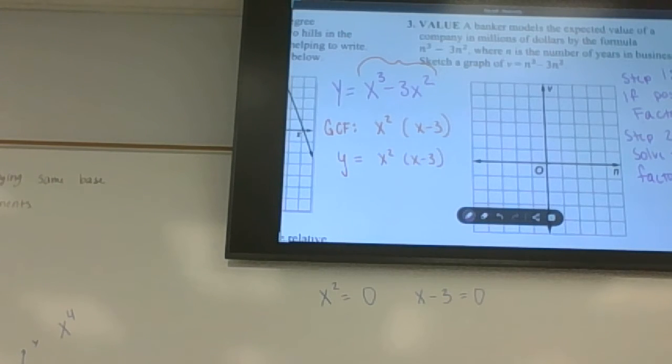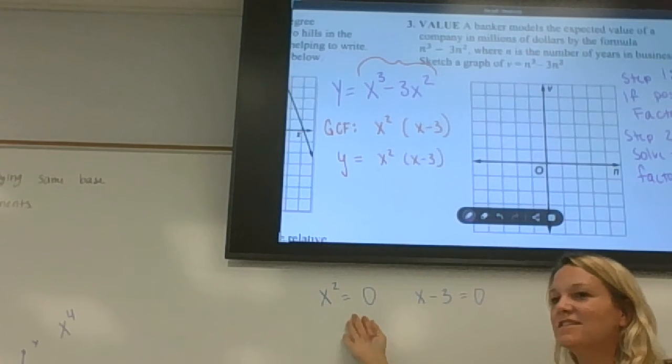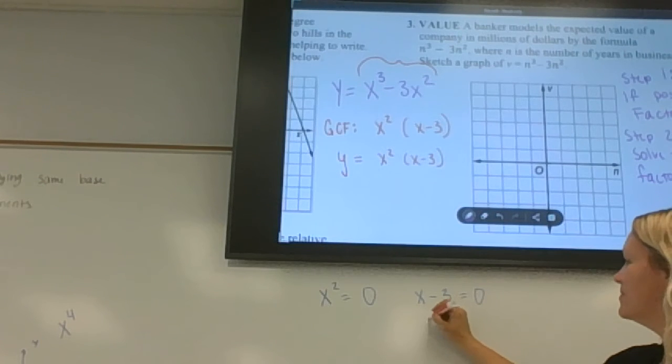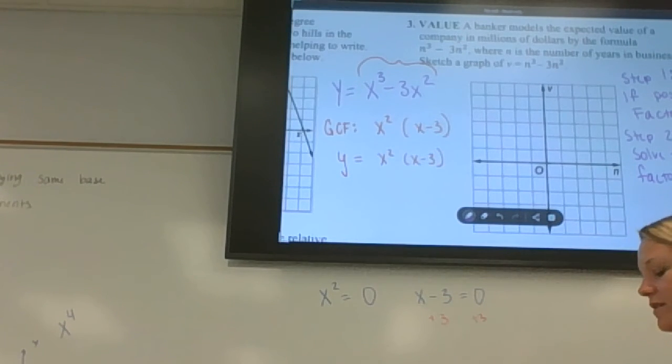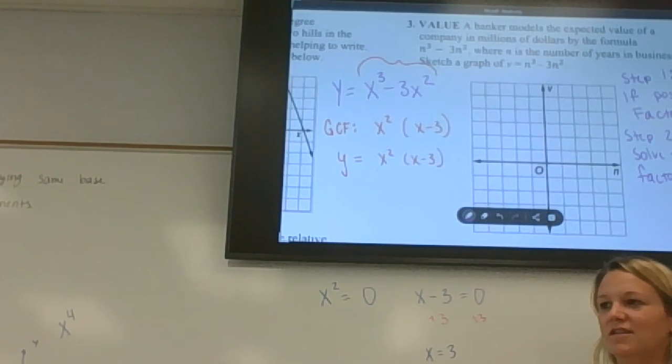Isabel, what do you get when you solve those? Okay. How do we solve x squared equals 0? Ella? Yes? Okay, yeah. Add 3 to both sides. So we have one answer. This is an x-intercept. x equals 3. All right, mark this one.